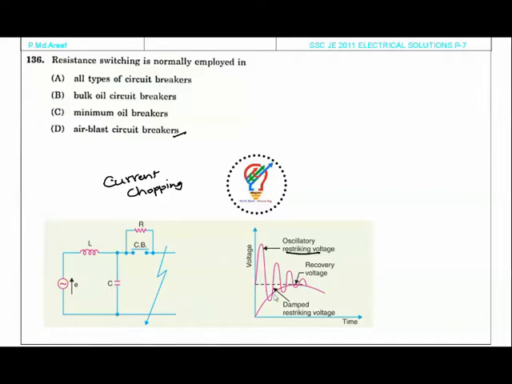So if you want to damp out this restriking voltage, we have to use a resistance, and this resistance value is 1 by 2 square root of L by C. So very important formula for competitive exams. Resistance switching. So what is the value of resistance to damp out the oscillations? R is equal to 0.5 into square root of L by C is the answer.